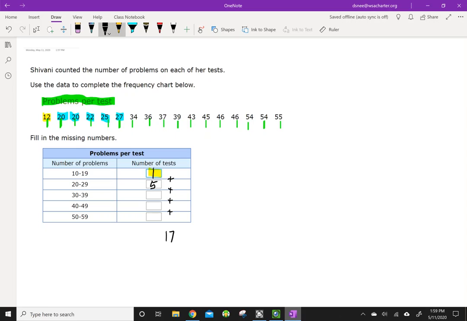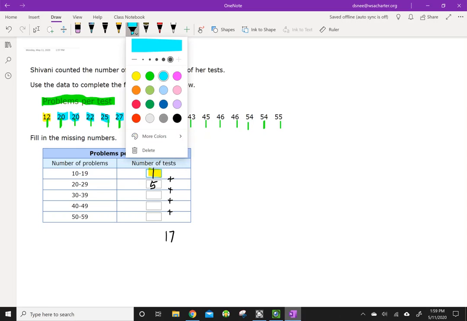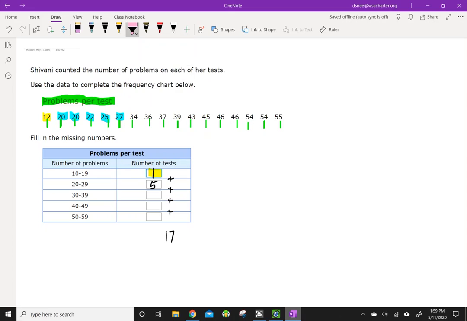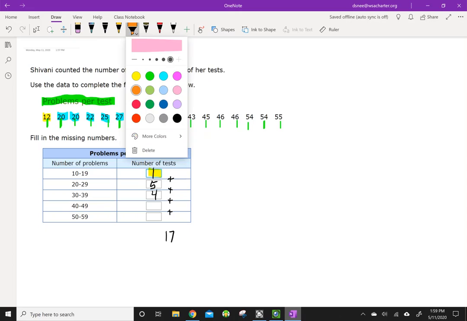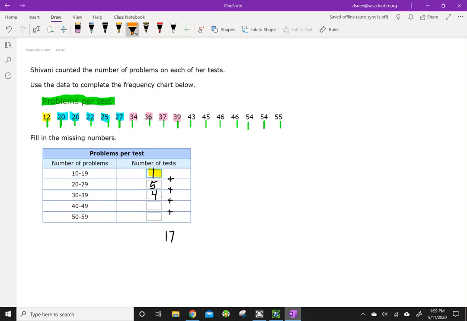And 30 to 39, and you can just count these. You don't have to highlight them all. You do whatever works best for you. I'm just trying to make it very clear how we're doing this and why. So I've got 4 values that are between 30 and 39, pardon me. And we'll grab a different color for 40 through 49. 1, 2, 3, 4 values there.